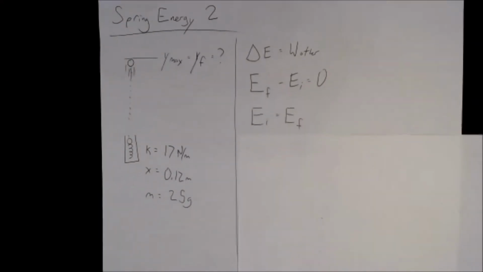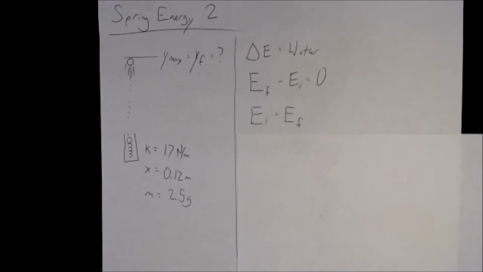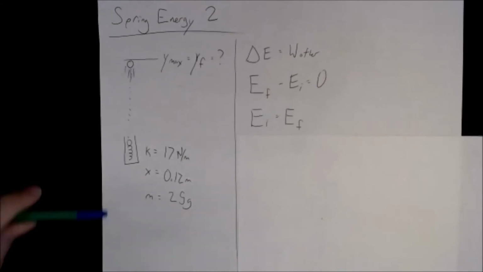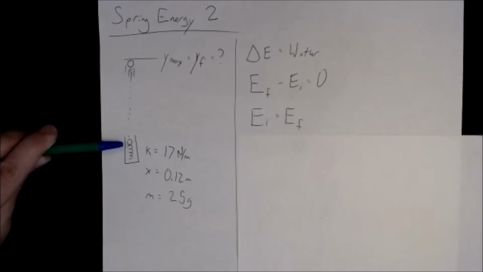Now we have to think, what is our initial energy and what is our final energy? Our initial energy, well, the initial point of the problem is when the ball is in the launcher. That is the initial state of the problem.